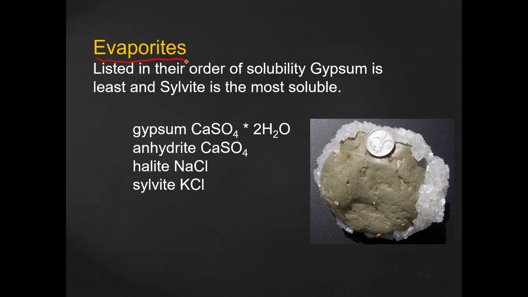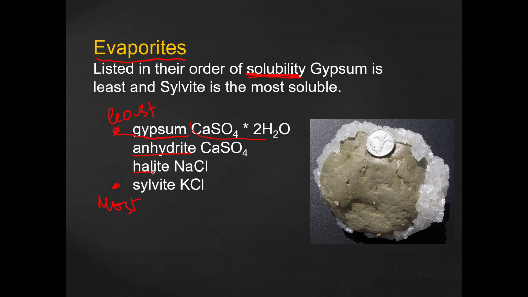Now they're precipitating in order based on their solubility. So out of these evaporite minerals, gypsum is the least soluble, and the sylvite is the most soluble. So this is always going to be the order. The first mineral which will precipitate is gypsum. I wrote down the formula, but of course you don't have to know. The next one is the anhydrite.